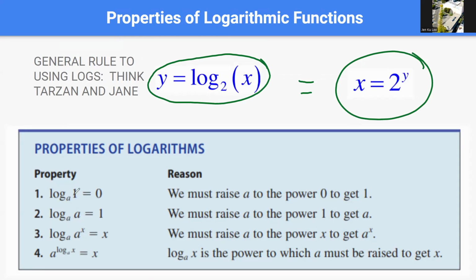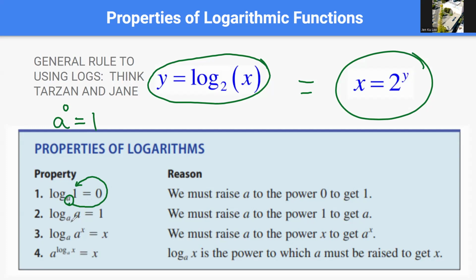Because if I use that rule of Tarzan and Jane, right? A is Tarzan, and it goes around, picks up 0. A to the 0 power picks up Jane, equals 1. Anything to the 0 power equals 1, right? So any base of 1 will always equal 0. Okay?